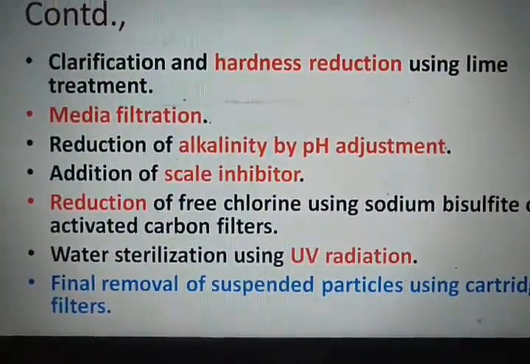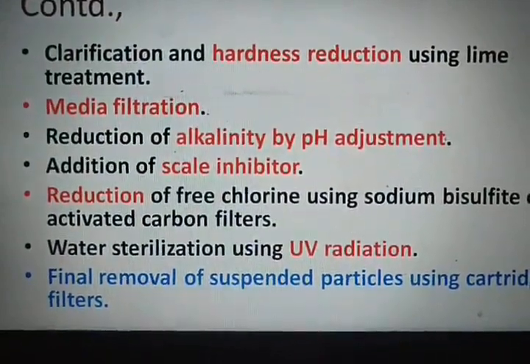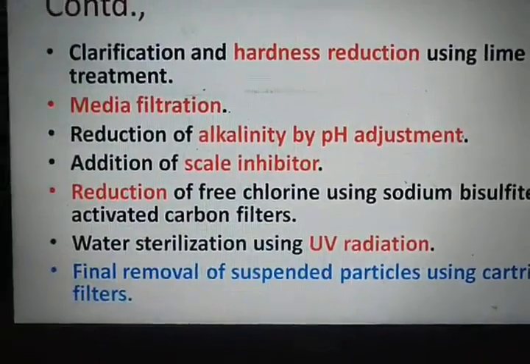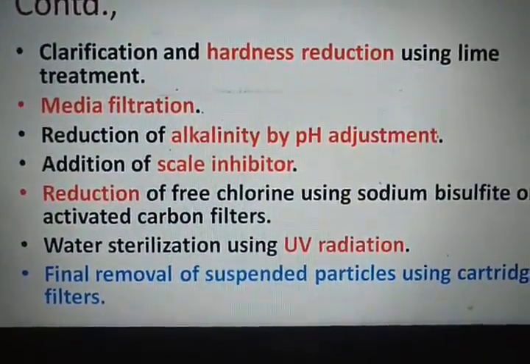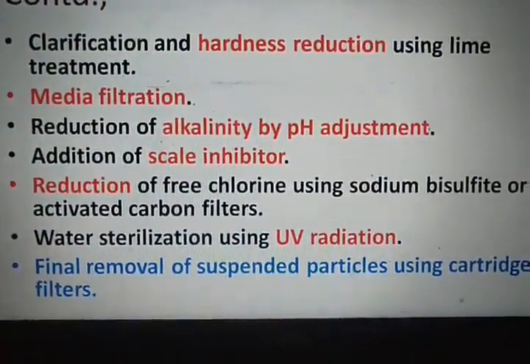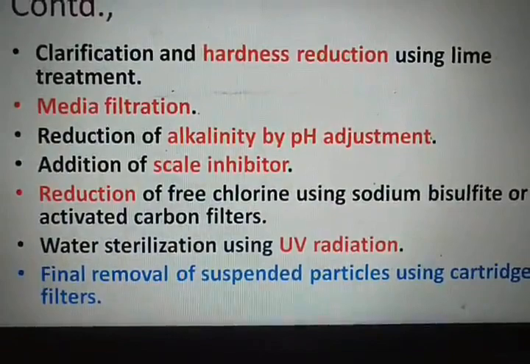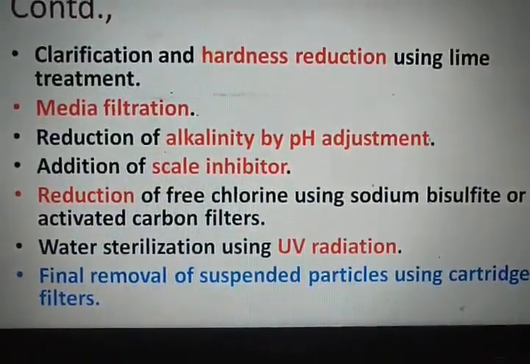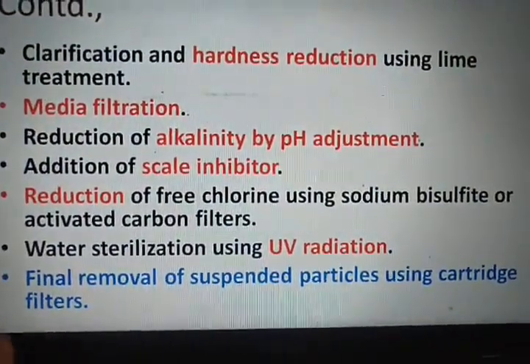That means we have seen in the previous slides that the formation of scales on the membranes will result in poor performance of the membranes. So we can use scale inhibiting agents like strong HCl and H2SO4, which will reduce the scale formation on the membranes, especially targeting organic impurities and certain biological impurities which will damage the surface of the membranes.